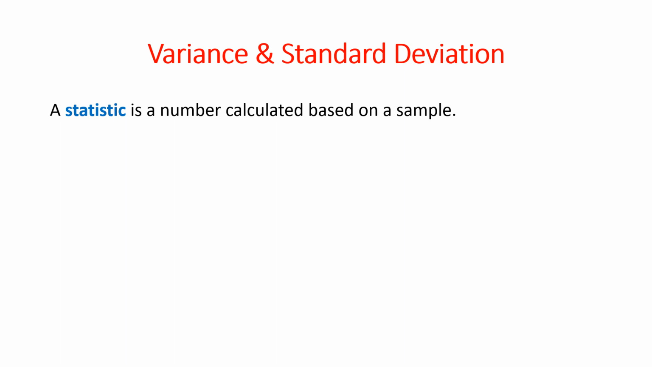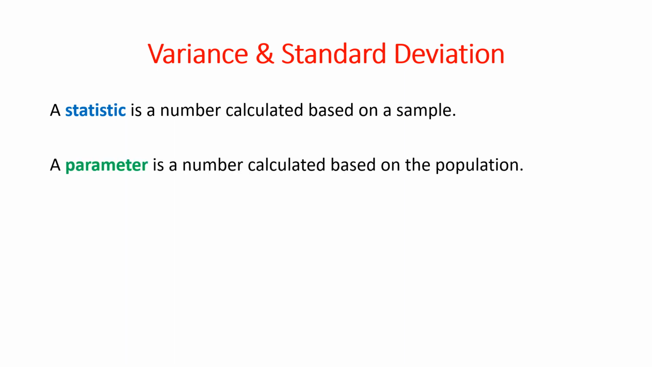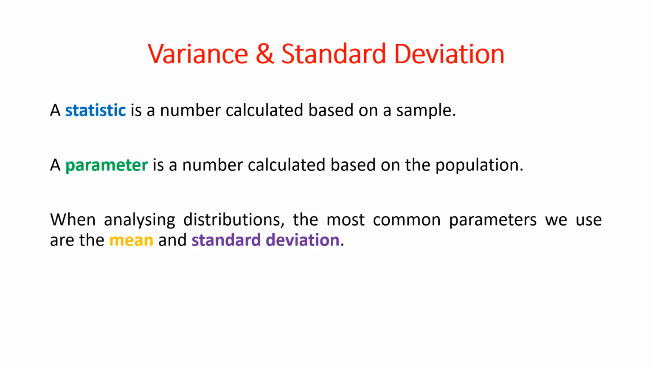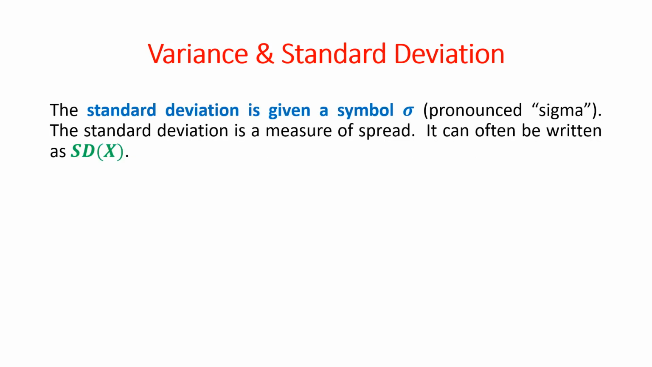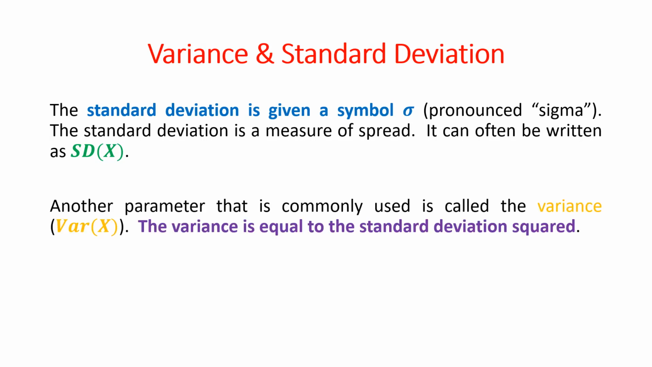Now we know a statistic is based on a sample and a parameter is based on the population. When we analyse distributions, we use the mean and standard deviation as our most common parameters. In this video, we're going to chat now about the standard deviation. The standard deviation is given the symbol sigma. It's a lowercase Greek letter sigma. The standard deviation is a measure of spread. It can often be written as SD of x.